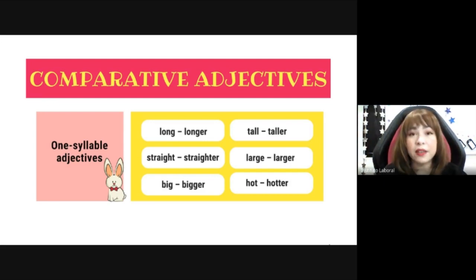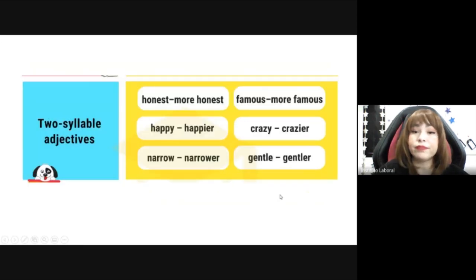Another thing that the video mentioned is that when we have a consonant, and before the consonant we have a vowel, and this is only a one syllable adjective, we have to double the consonant, like in the case of bigger and hotter. The second rule says that for the two syllable adjective, we need to add the word more.